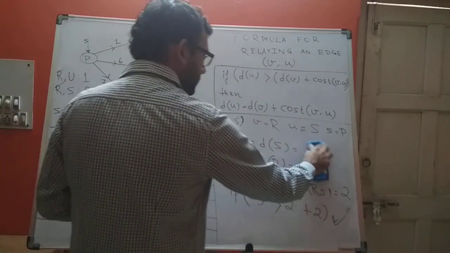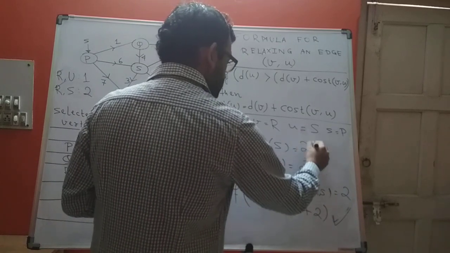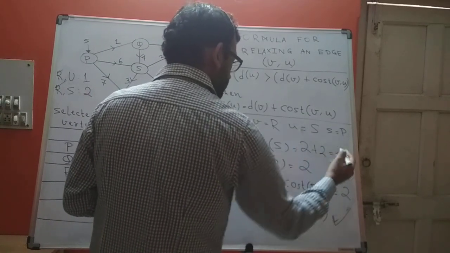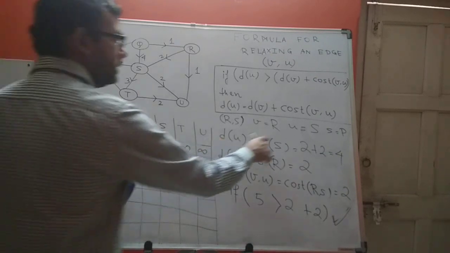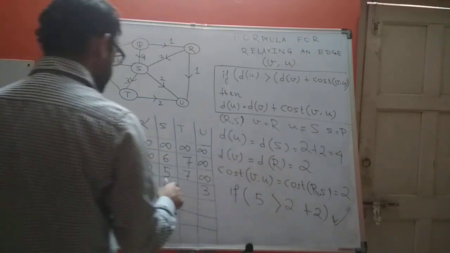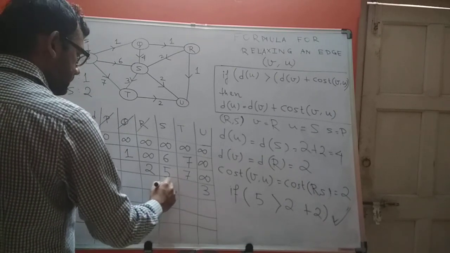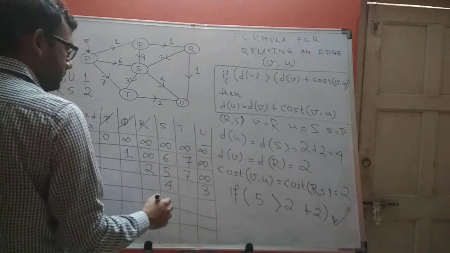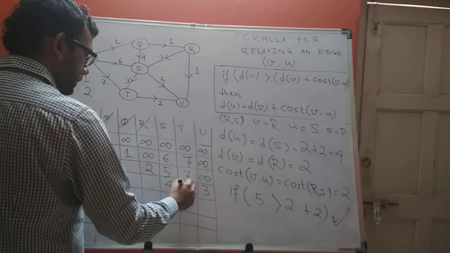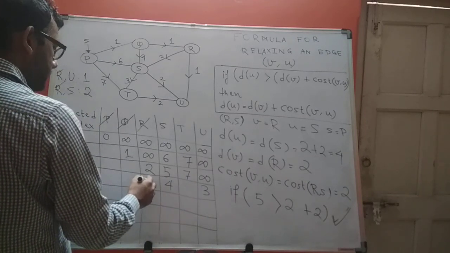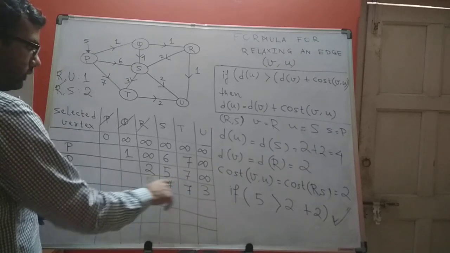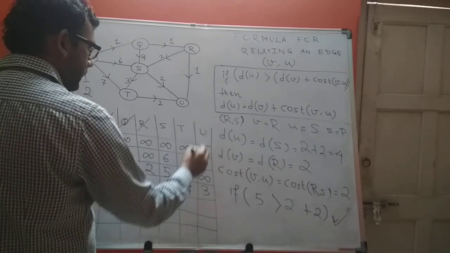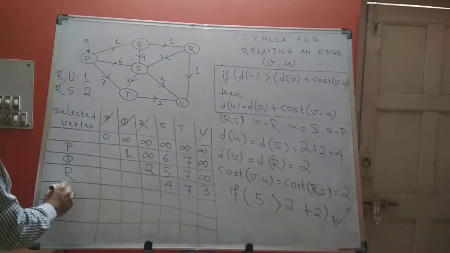So I need to update my du to 2 plus 2, which is 4. So now my du, the distance s, becomes 4. From 5 it becomes 4. And the remaining ones, see, R has already been chosen, so I'll leave that blank. I'll fill up T. Now out of these three, which has the least weight? U has the least weight, so I'll choose U.